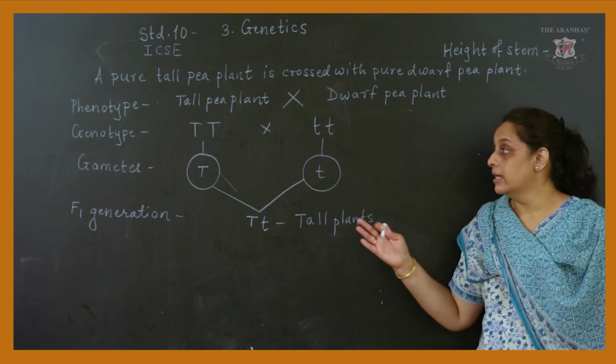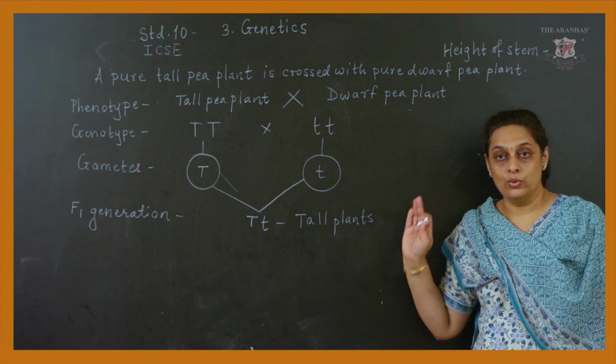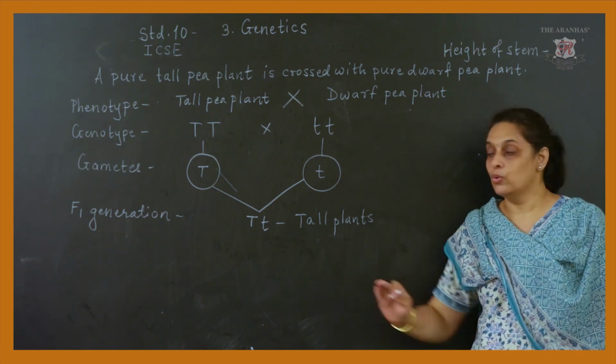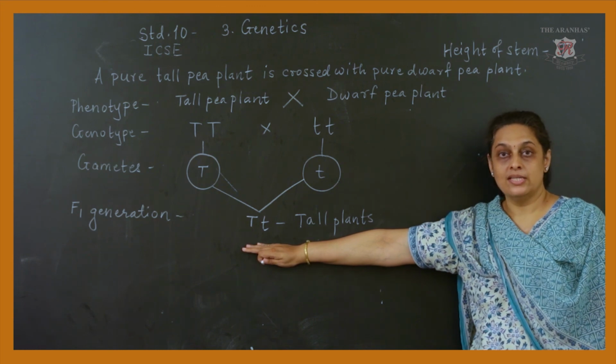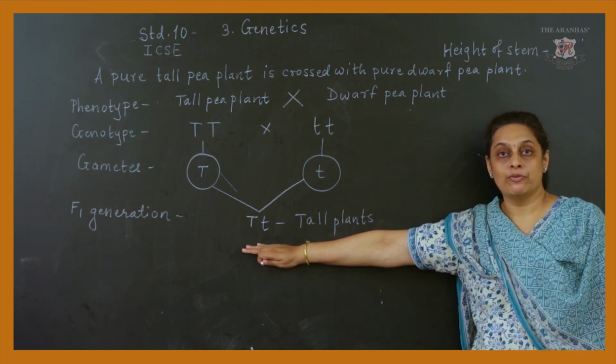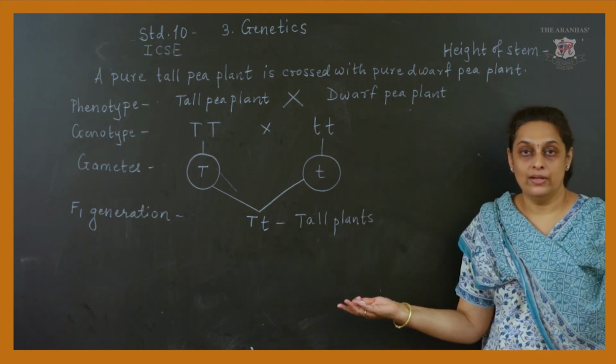Okay? So, understand this particular part very well, how to write the cross and how to get F1 generation. Okay? So, this is how experiment was performed by Mendel. Other things we will do next time.